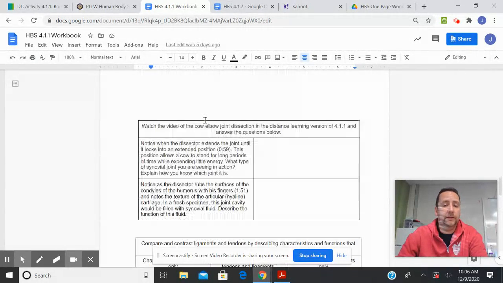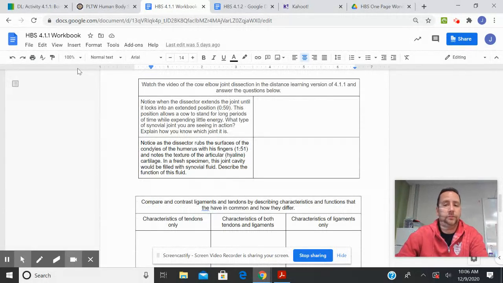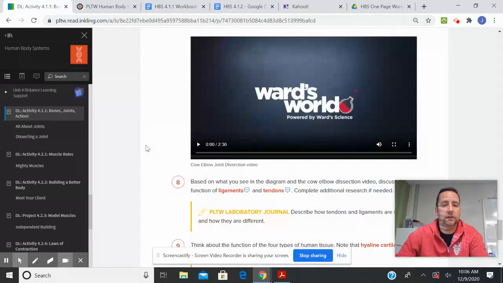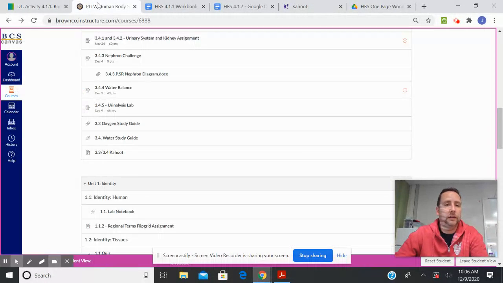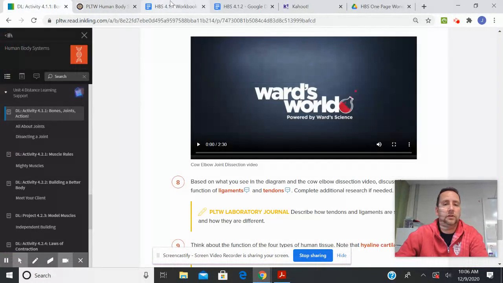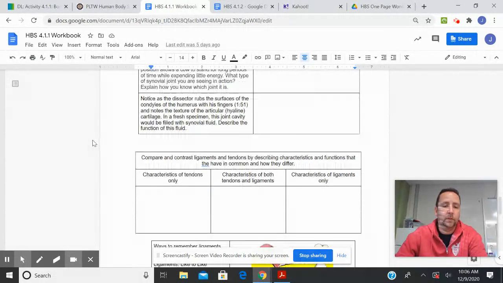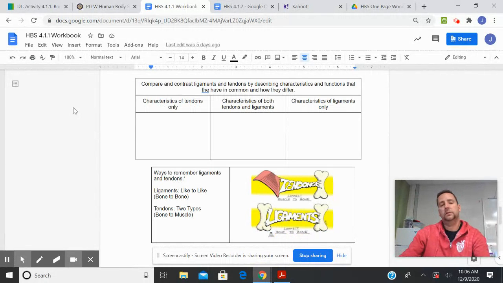The human elbow. And then when you watch the video, 411, which is located down in the distance learning section here, short video, but watch the video and then answer these questions. It tells you the timestamp too on when those would be. And finally, research some information about ligaments and tendons.